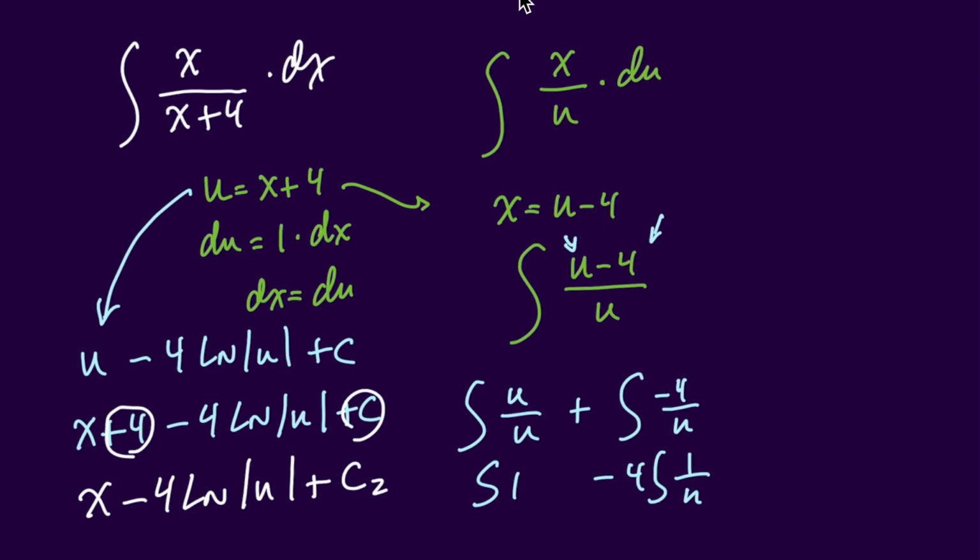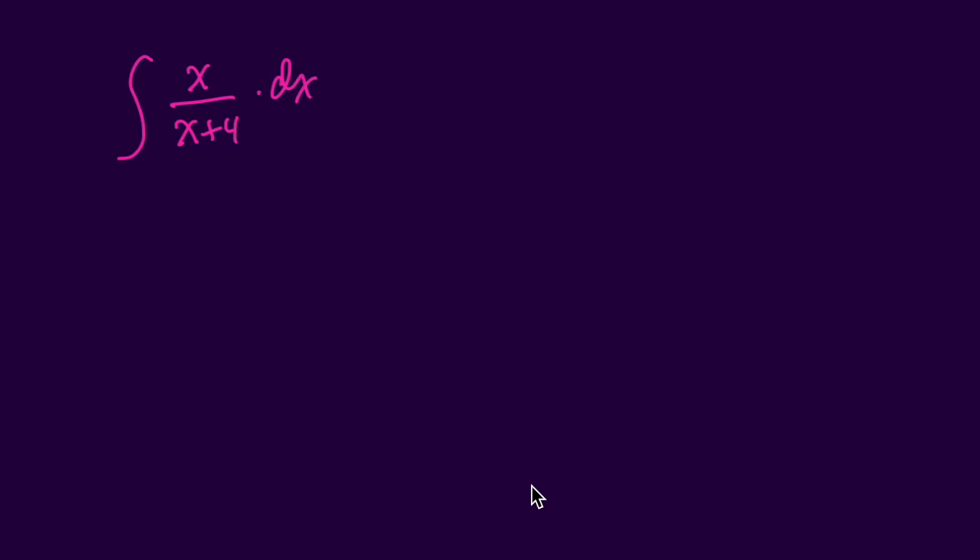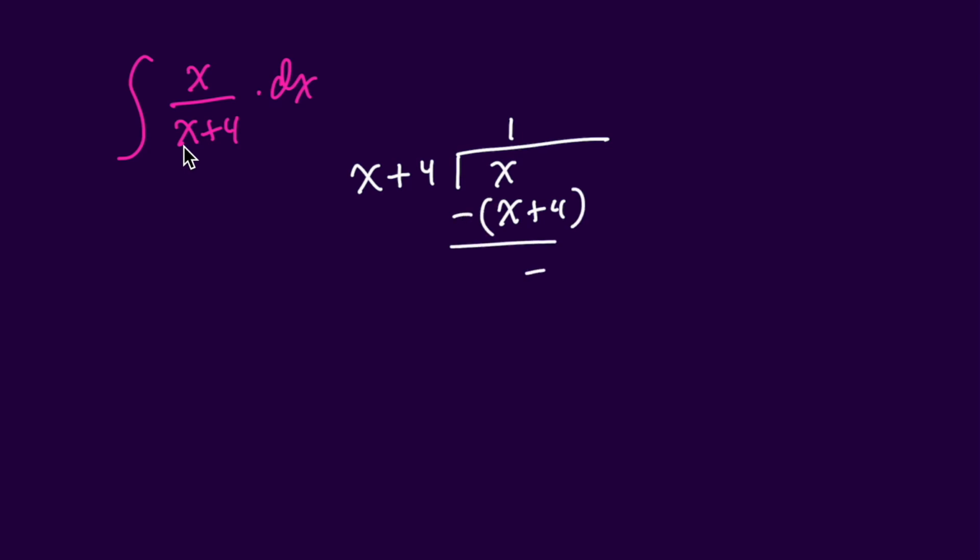I might add a little 2 there just to show that I made a change with the plus 4 and the plus c. The second way to do that same integral is to recognize that we could still do long division even though the degree of the numerator is the same as the degree of the denominator. So in this case, we're going to do 1, and that's going to yield x plus 4. And when we subtract, we're going to have negative 4. So our remainder is going to be negative 4 over the divisor.